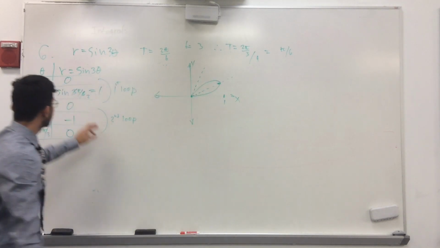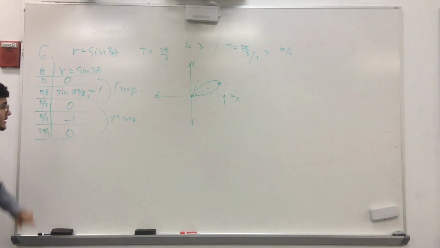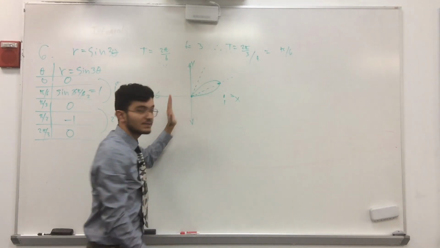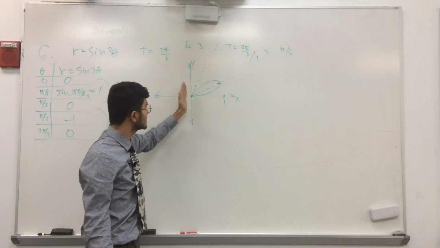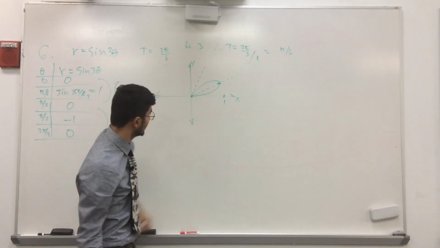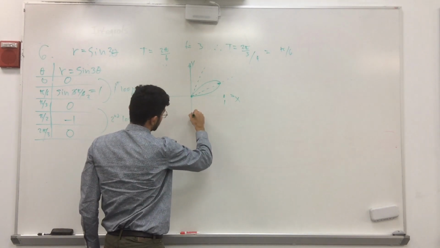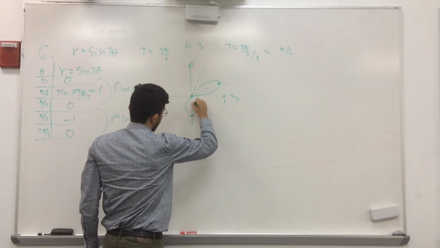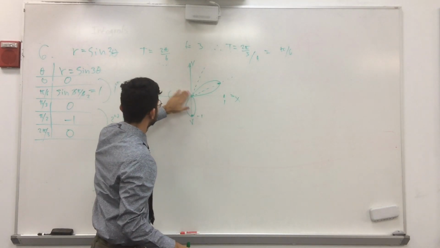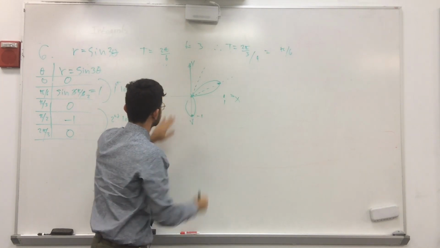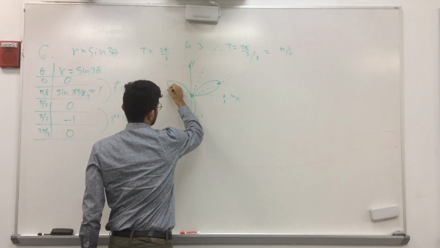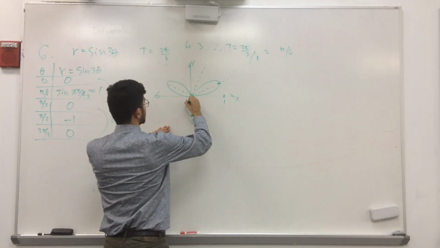And then over here at pi over 2, r is -1. This is pi over 2, but if r is -1, it's going to be in the opposite direction, so it's going to be down, at -1 over here. So it's going to go like this, and then you get something like that. It's a little iffy, but actually, no, it should be symmetrical with the y-axis, so it should be like this. So this is going to be your function.